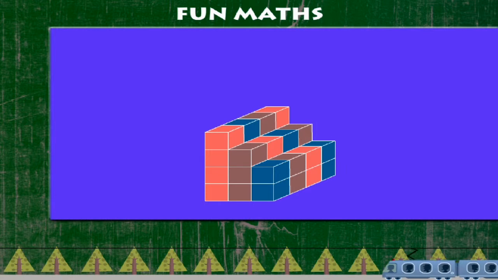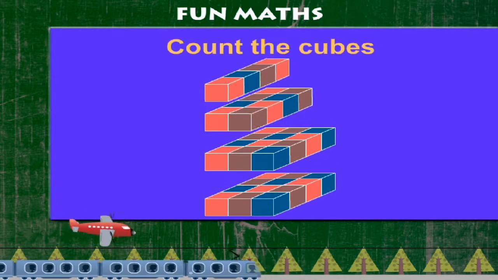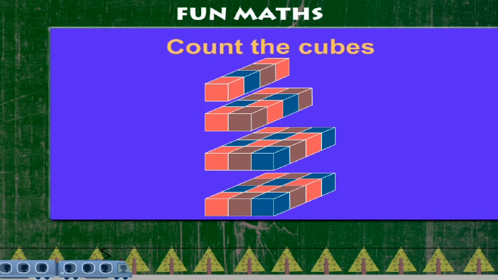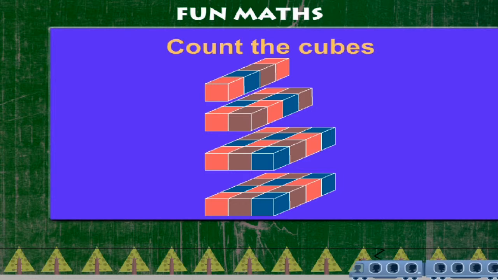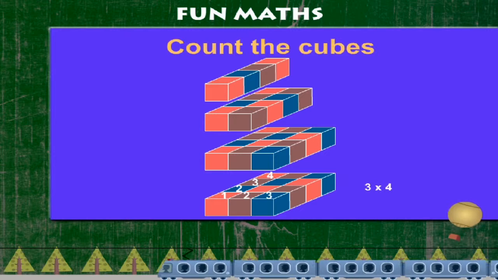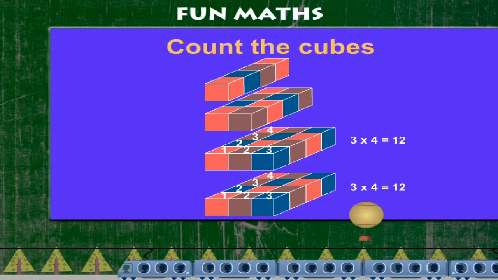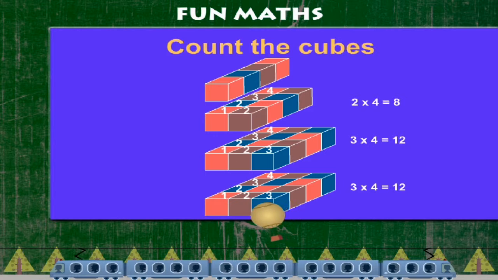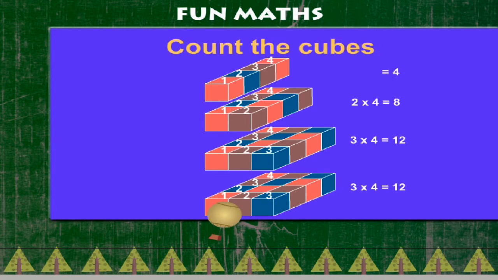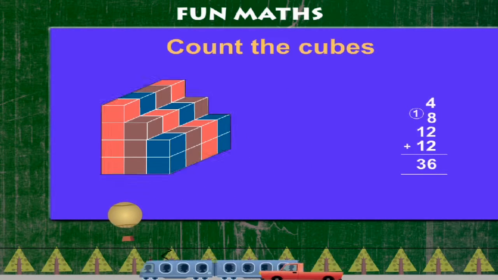Here is a collection of cubical blocks. Let's count the cubes. To do this, you break up the shape into layers of 1 cube thickness and count the cubes layer by layer. So, the bottom layer is 3 cubes wide and 4 cubes long, or 3 into 4 is equal to 12 cubes. The layer above is also 12 cubes. Above this are 2 into 4 is equal to 8 cubes and the top layer is 4 cubes. Add all this and you get 36 cubical blocks.